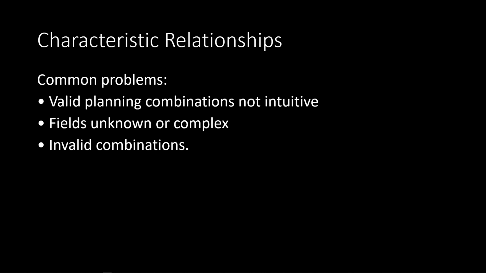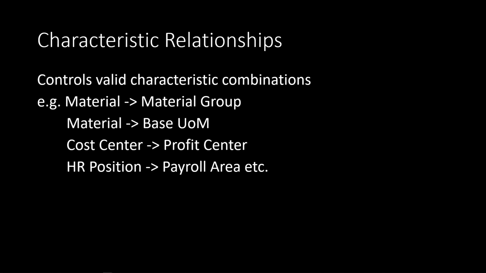The planning application might require fields that the user might not know at the time of entry, but which must be calculated based on a complex set of rules. And planning may have been performed on combinations in a previous iteration that are no longer valid, and we want to delete those invalid combinations. Characteristic relationships, or CR for short, is a powerful tool to get around this problem and several others.